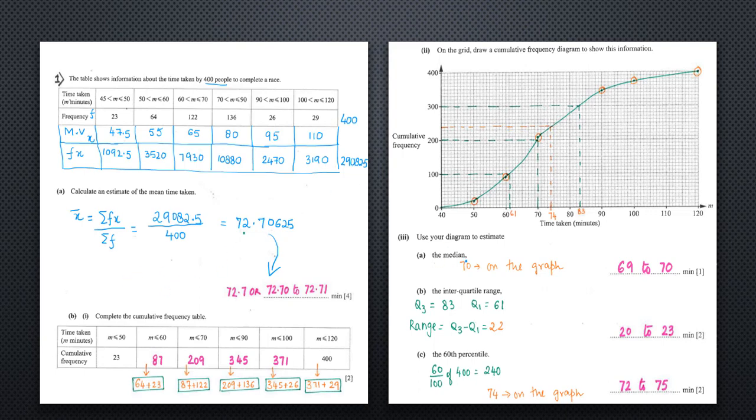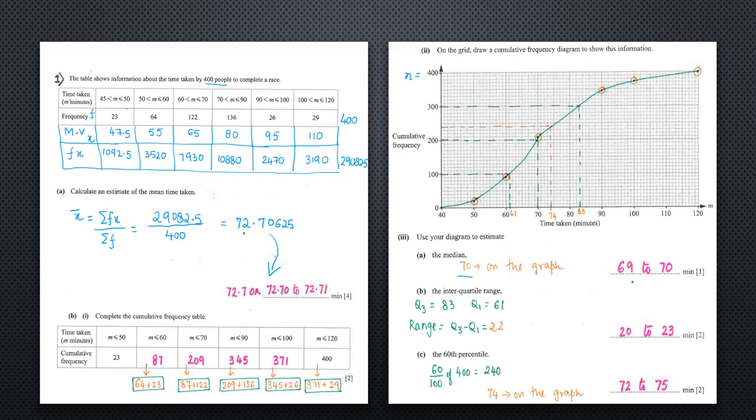Now we know that the median is the exact center part of the distribution. Since the total number of values is 400, exact half of that would be 200. So on the y-axis, we locate the 200 and draw this line perpendicular to the curve and find the point which corresponds to the curve on the x-axis, which in this case comes out to be equal to 70. Hence, the median for this distribution is 70, which falls within the range of the answer which is given in the marking scheme.